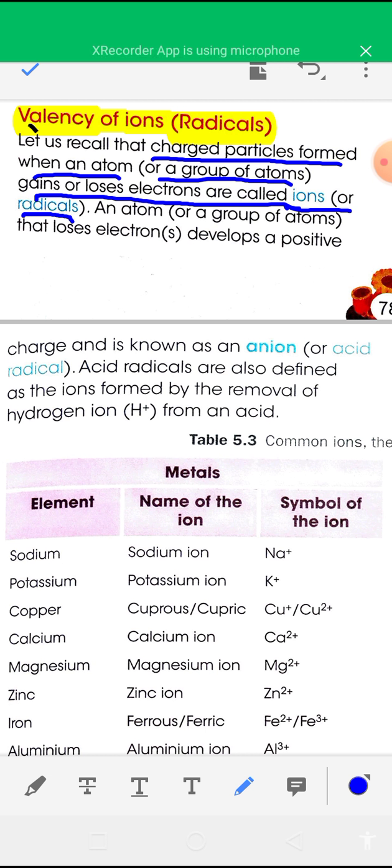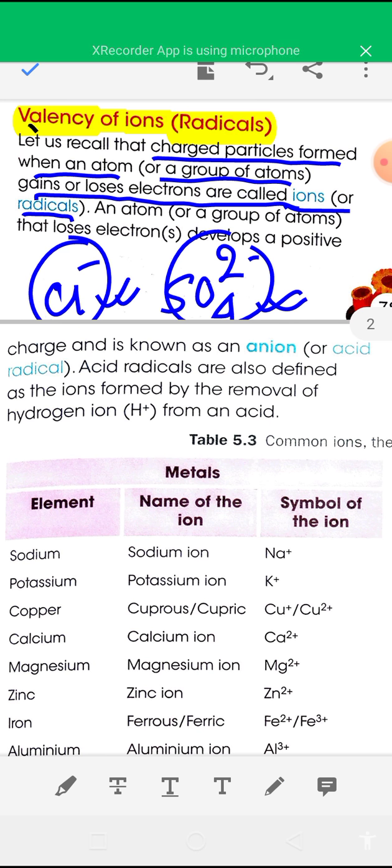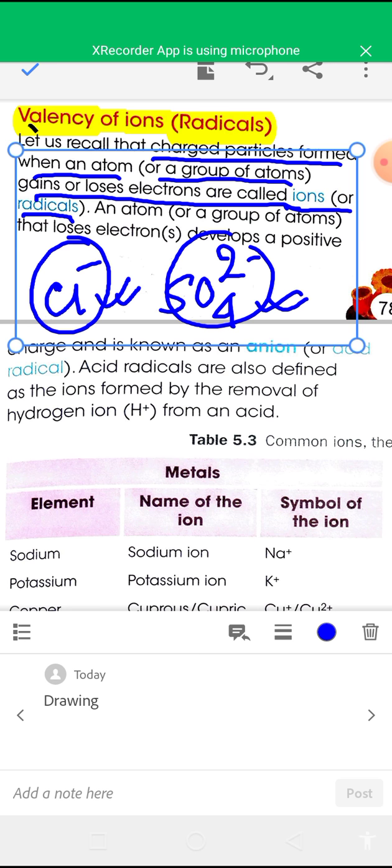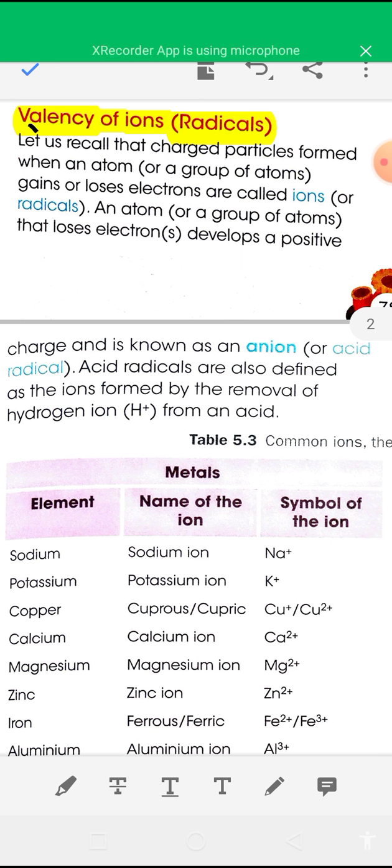are known as radicals. For example, Cl minus is a single atom with negative charge, it is chloride anion. But SO4 2 minus is a group of atoms, not a single atom, so it is known as a radical. So this is a simple ion and this is a radical, both are negatively charged. Radical means a positively or negatively charged group of atoms. And these ions or radicals are both formed by losing or gaining electrons.